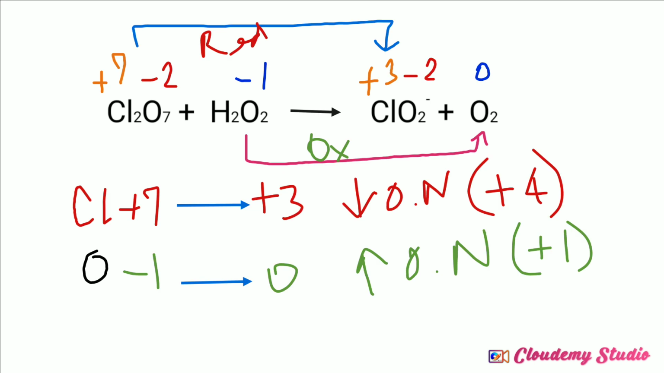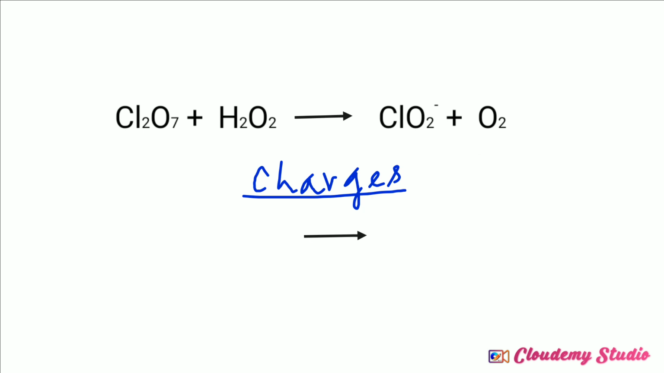That is, oxygen needs to be multiplied by 4 times. So the coefficient 4 I have written before oxygen. Therefore, this hydrogen peroxide species also we need to multiply by 4. And chlorine at the left hand side is 2 times, but on the right hand side chlorine is only 1 time. So what we need to do, this chlorine species we need to multiply by 2.